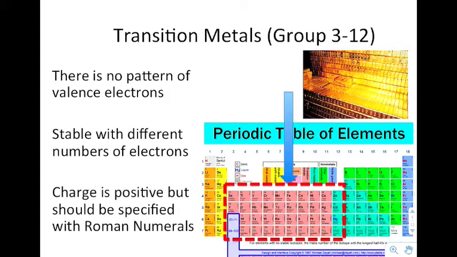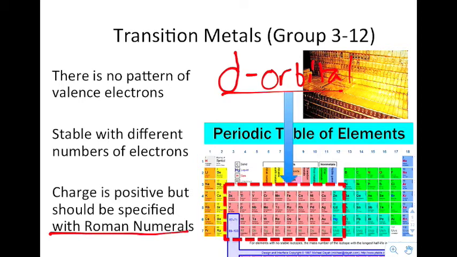Now in the middle, we have what are called the transition metals. We don't consider there to be any sort of pattern as far as the valence electrons are concerned. It has something to do with what we call a delocalized d orbital, but that's well beyond the scope of this class. So because of the d orbital, there's no consistent pattern of charges. Instead, what we do is we specify the charge with Roman numerals.